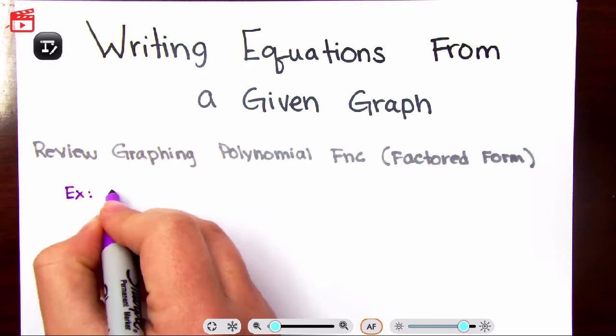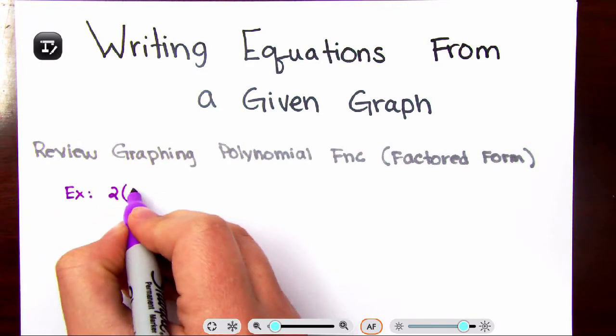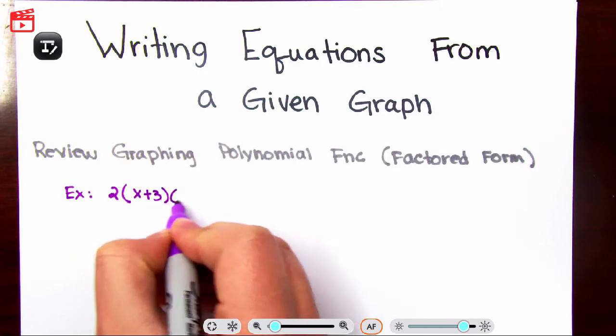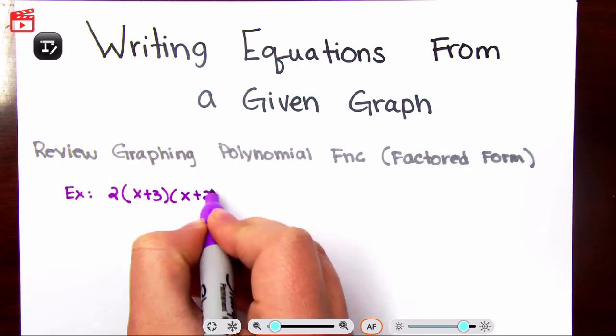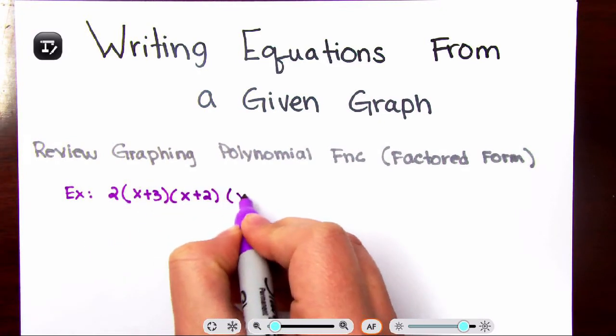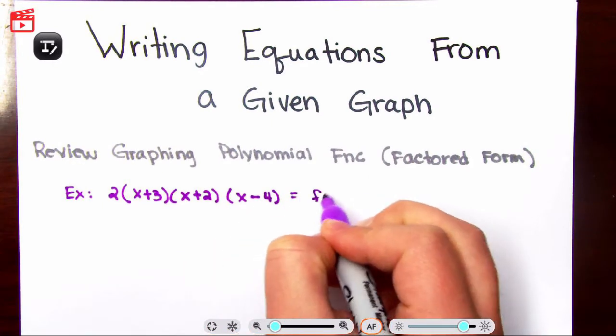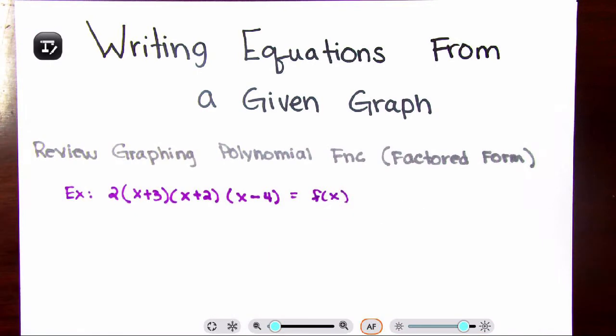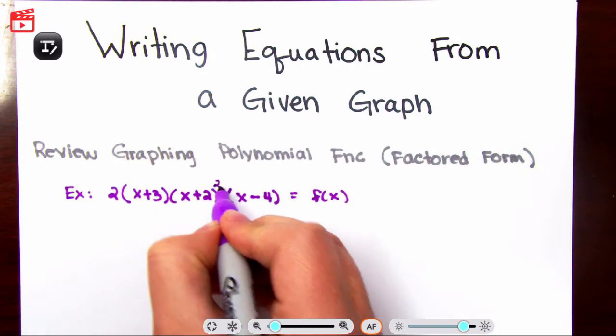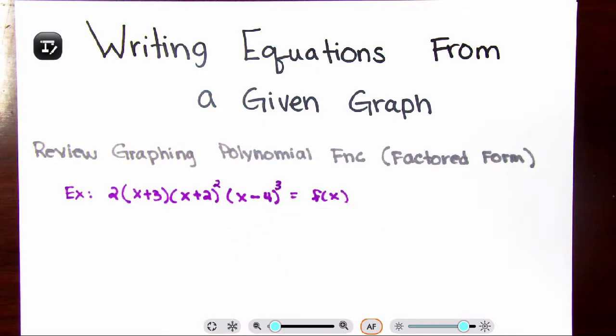For this example, I have 2 times (x plus 3) times (x plus 2) times (x minus 4). And that's our polynomial function, so we have function notation. And for our exponents, we're not going to do anything too clever. We're going to have a 2 here. We're going to have a 3 there. All right, let's do this.